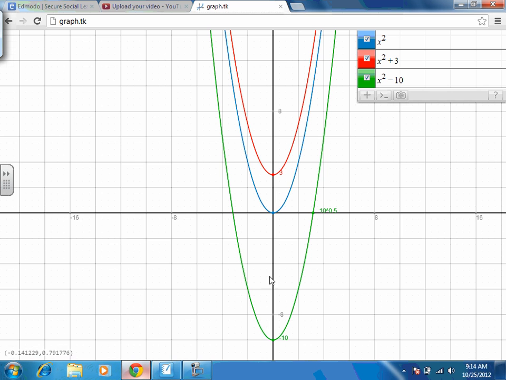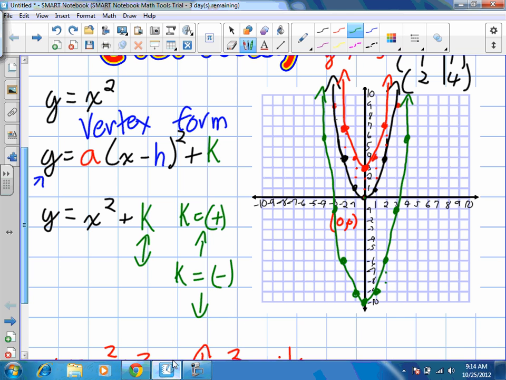Okay? So feel free to use this program. These are vertical shifts. We've only dealt with one type of shift. We're going to go with 2 others after this.